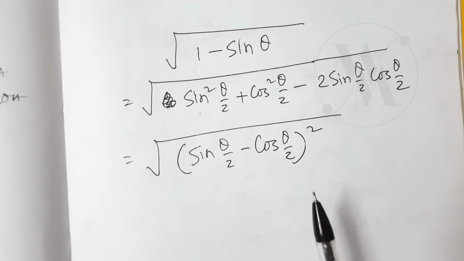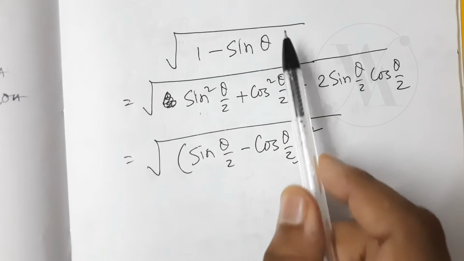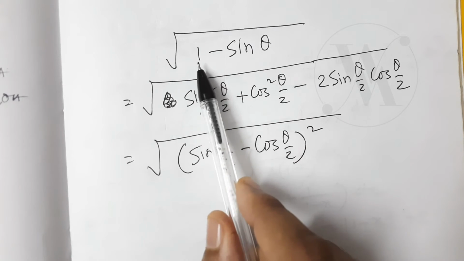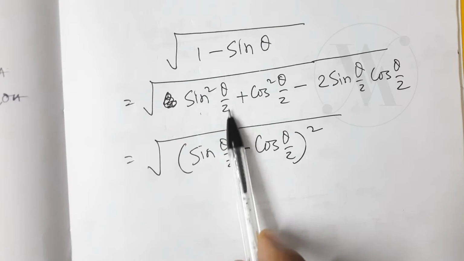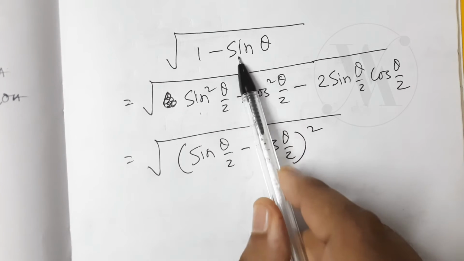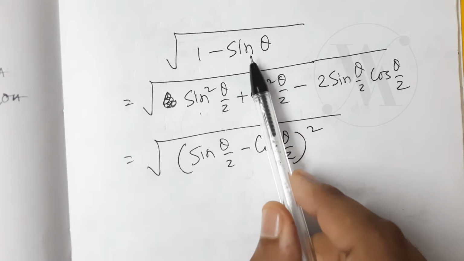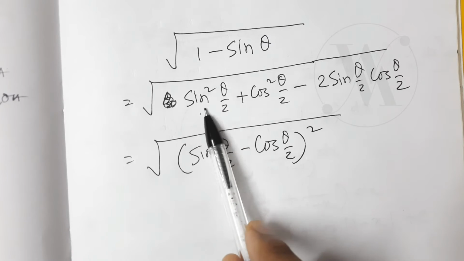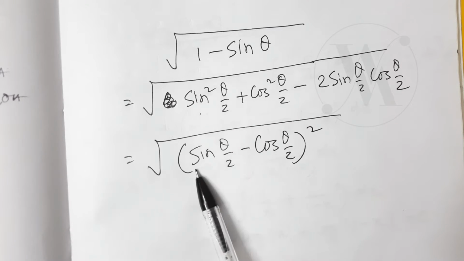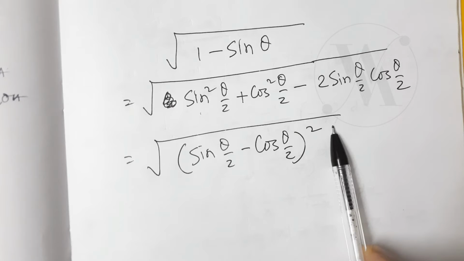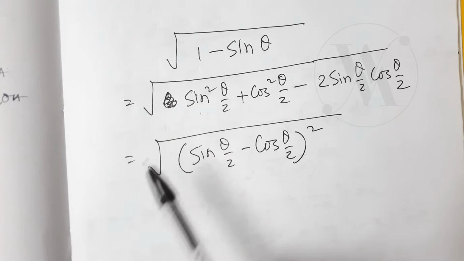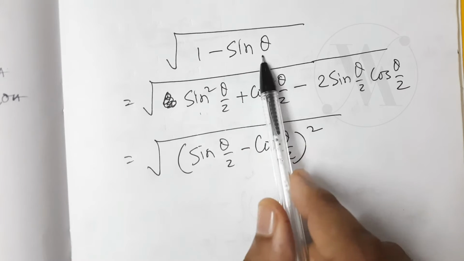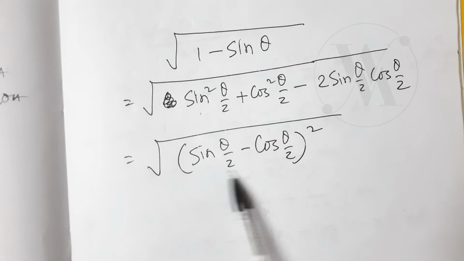So see here, this is root over 1 minus sine theta. Now we need to remove this root, so we are replacing this 1 as sine square theta by 2 plus cos square theta by 2, and for this sine theta we are applying the sine 2 theta formula, so this is 2 sine theta by 2 and cos theta by 2. Now this is a square plus b square minus 2ab, so a minus b whole square. So see, this is a perfect square, this square and this root will be gone now. That's why we are doing this kind of calculation, to make this function a perfect square.